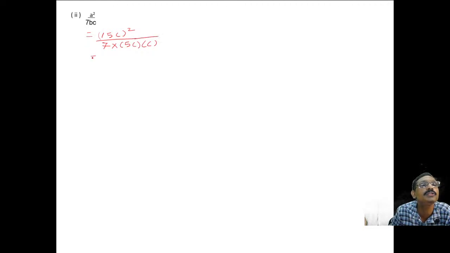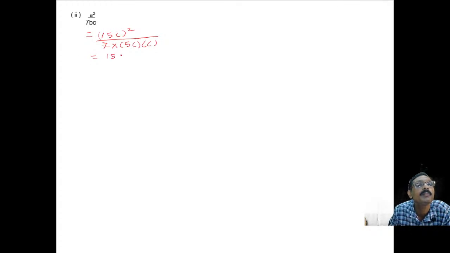The second one gives me a square upon 7bc. Now what we had over here is a square. What value we had for a square? We had 15c square upon, what we had for bc? 7 into, what is the value of b we got, children? 5 into c, and here we had c, which is equal to 15c.